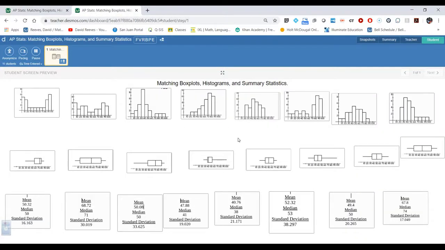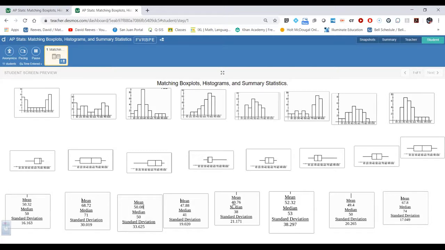I've already arranged them. I moved all of the histograms to the top, all of the box plots in the middle, and all of the summary statistics, the mean, the median, and the standard deviation, down at the bottom. All right, so that's what I've done so far. I didn't want to make you watch me do that, so I did it ahead of time. Now I'd like to organize them further.